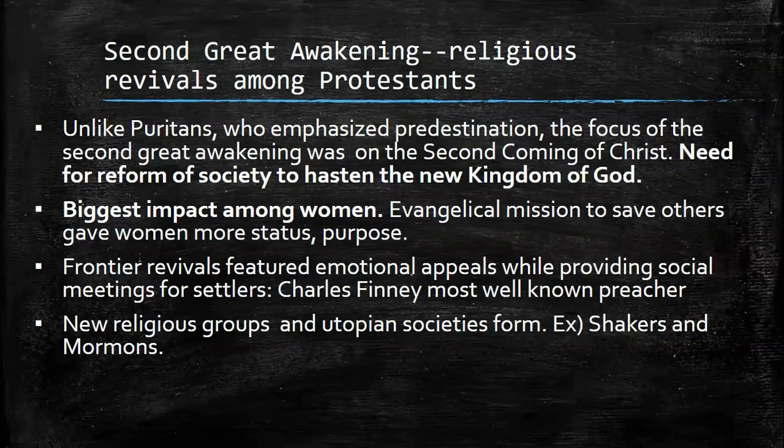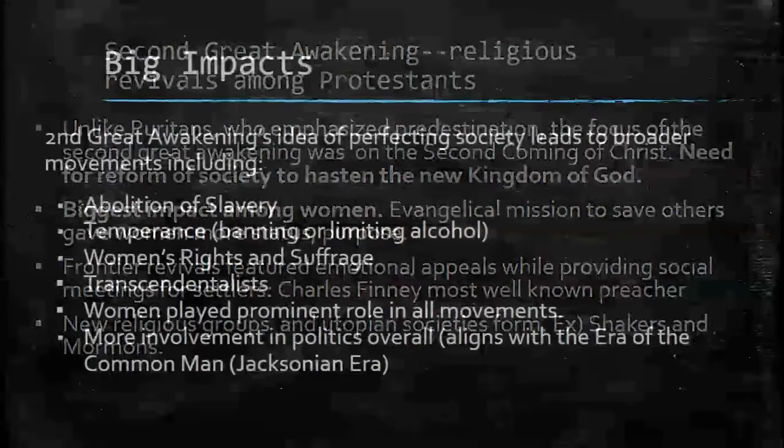The awakening was most active in upstate New York, which was called the Burned Over District because of all the fire and brimstone preachers and revivals. But the meetings stretched across the country, and they were very popular on the frontier. Charles Finney became the most well-known preacher of the time. New religious groups and utopian societies formed. Some great examples are the Shakers and Mormons.